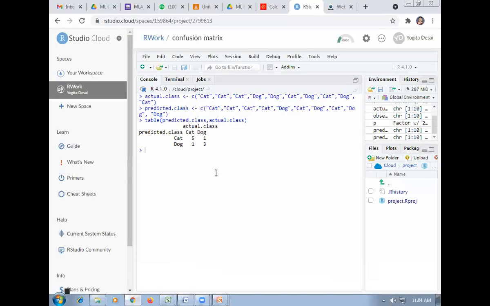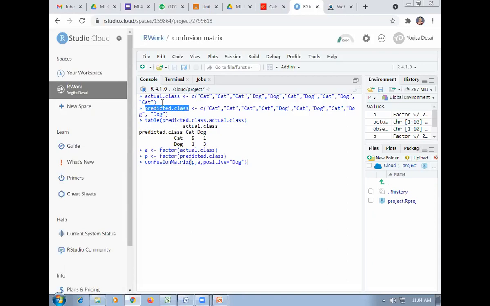Now the confusion matrix has been given. Now we have to find out the accuracy and other measures. So the function to write is confusion matrix. P is nothing but the predicted class and A is nothing but the actual class.